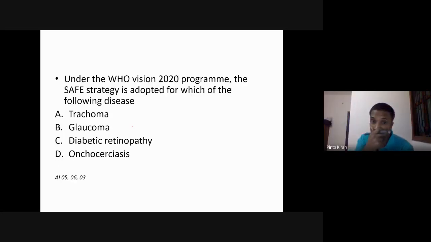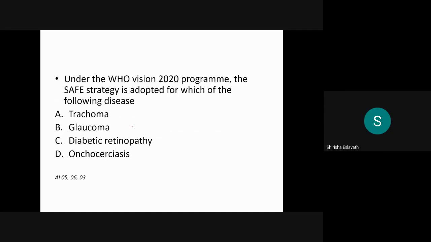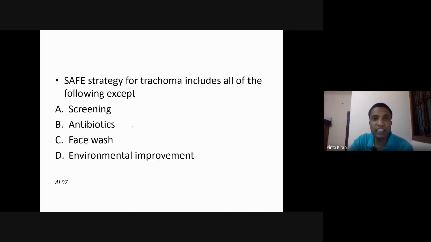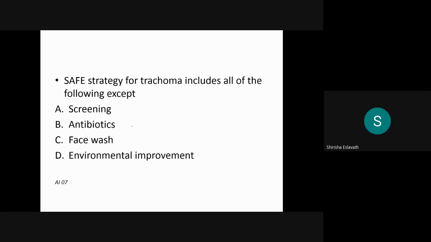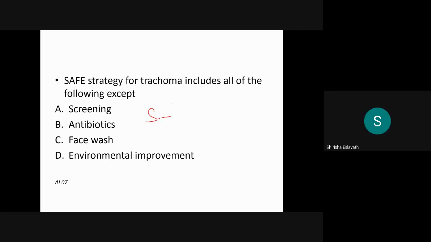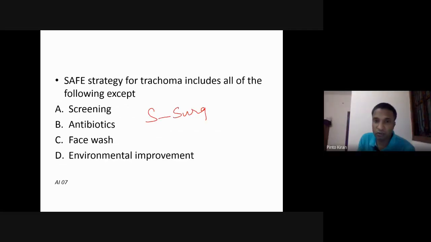Under the WHO Vision 2020 program, the SAFE strategy is adopted for which of the following diseases? Trachoma. Very simple. Very good. SAFE strategy for trachoma includes all the following except: screening, antibiotics, face wash, or environmental improvement. What is the answer? Screening. Yeah. What does S stand for? Surgery. What surgery do you want to do in trachoma?